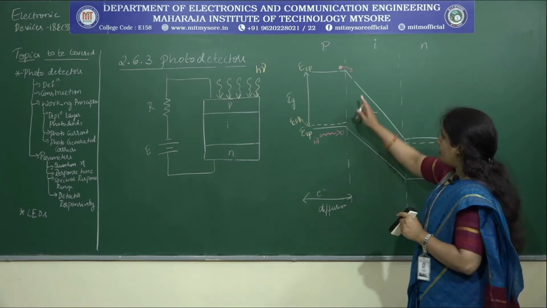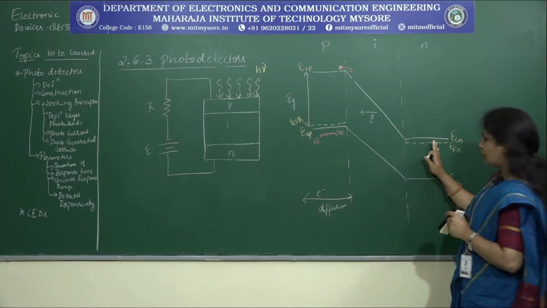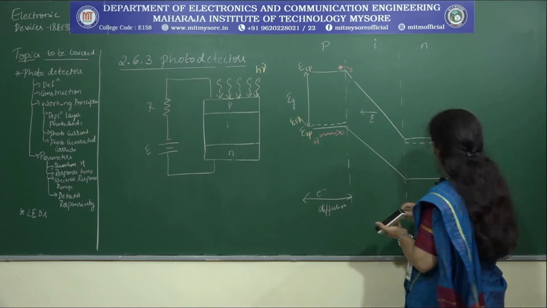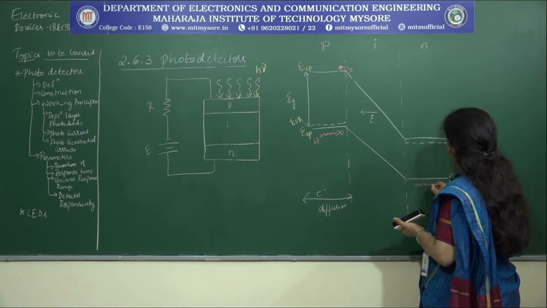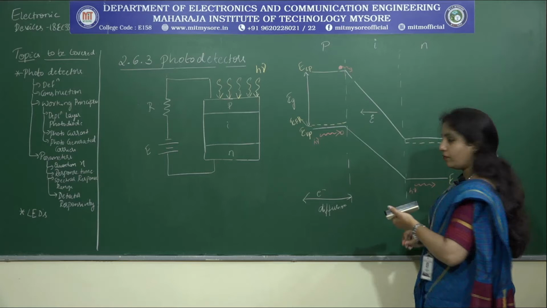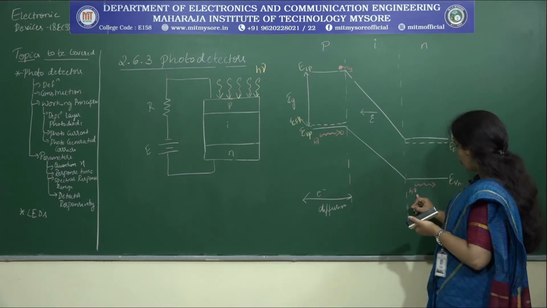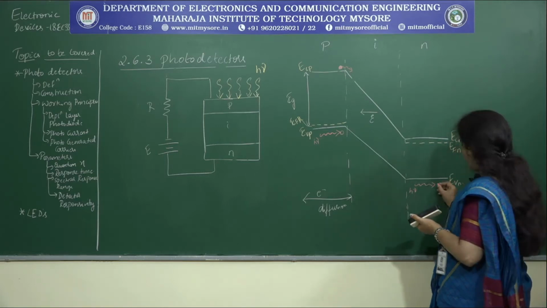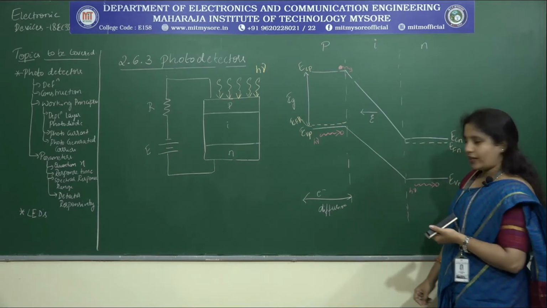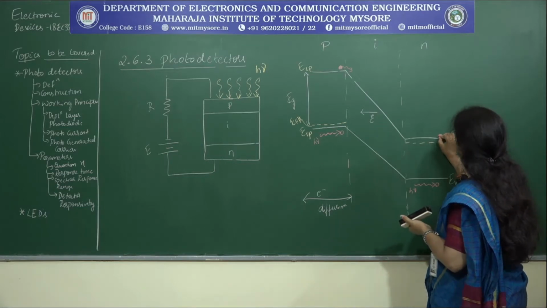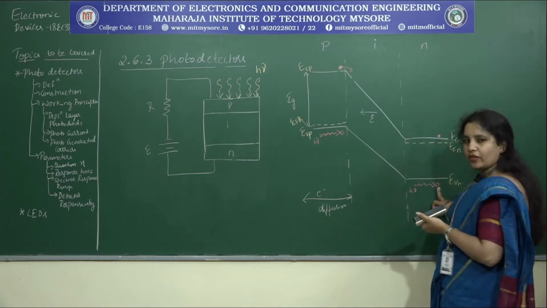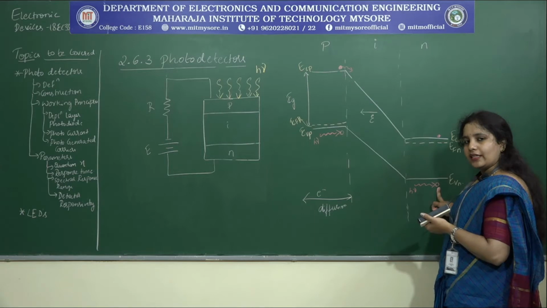Now let me consider the N side. Let me think that there is a light energy which is being incident. What is the energy of that light photon? It is h into nu. When that happens, we know an electron-hole pair is generated. This is the hole that I am representing, and this is the electron, which is a free electron, and this is the hole in the valence band towards the N side.